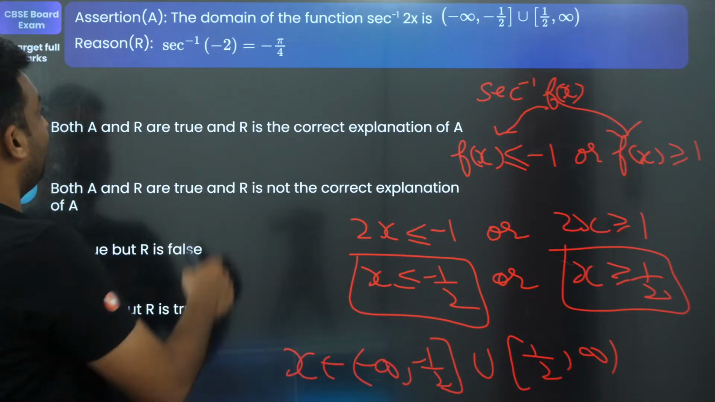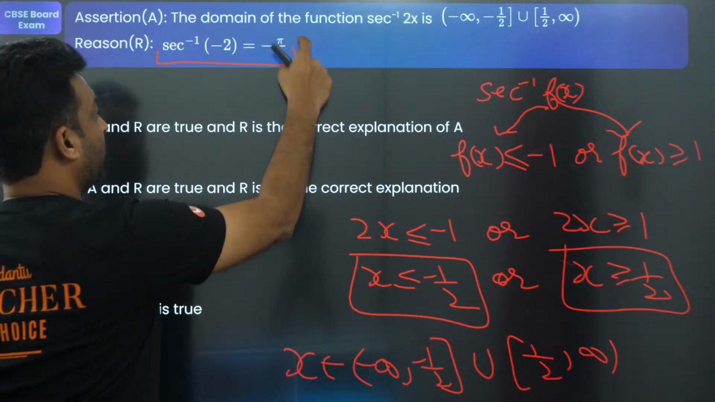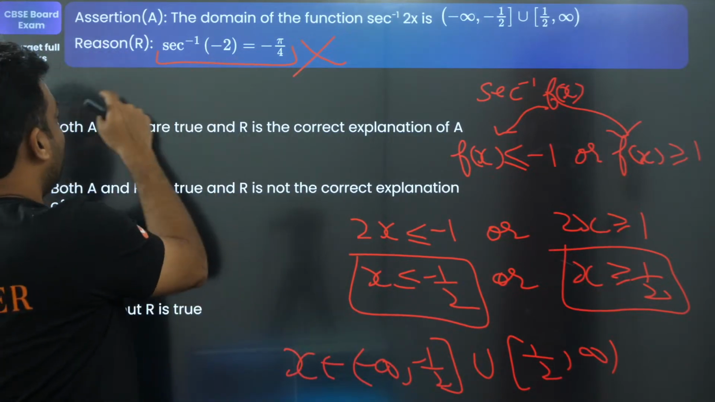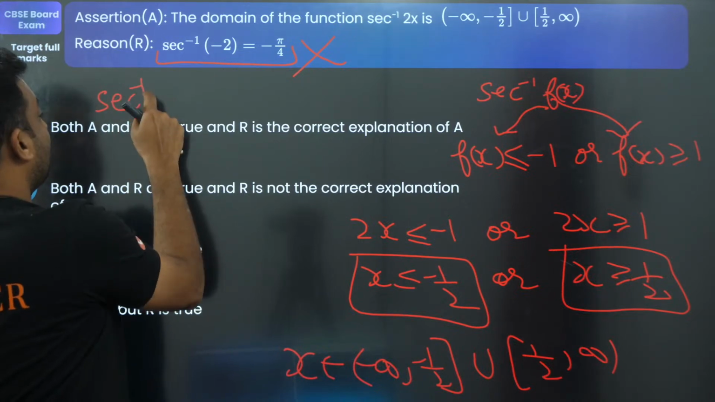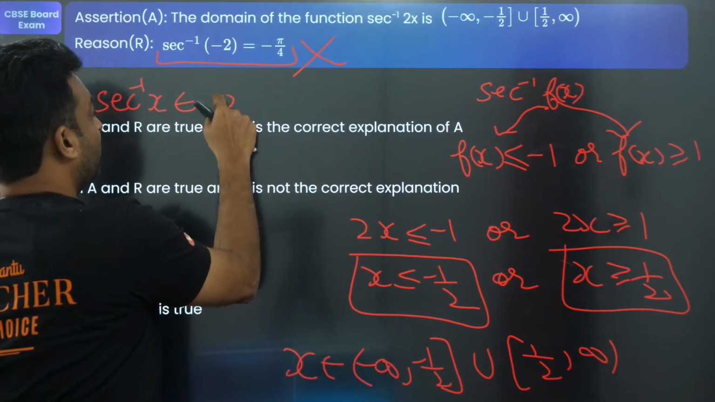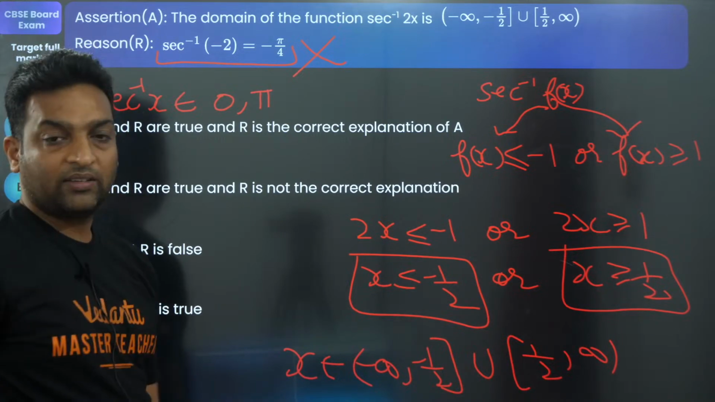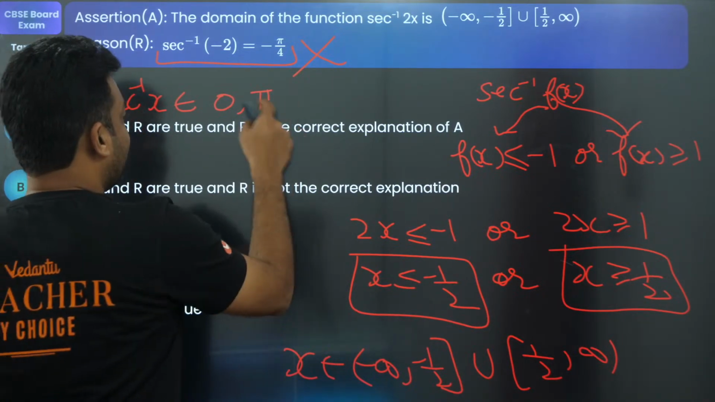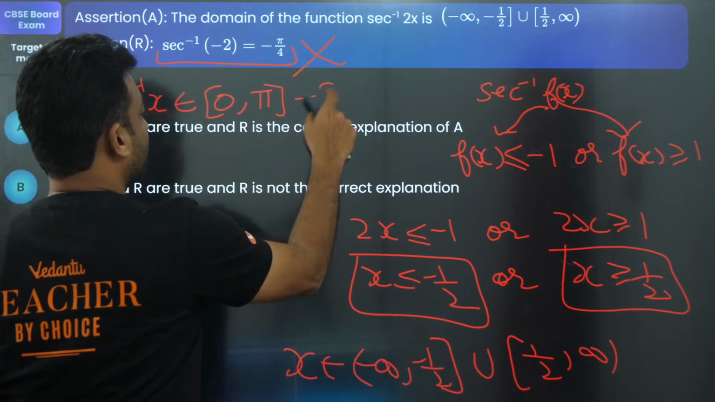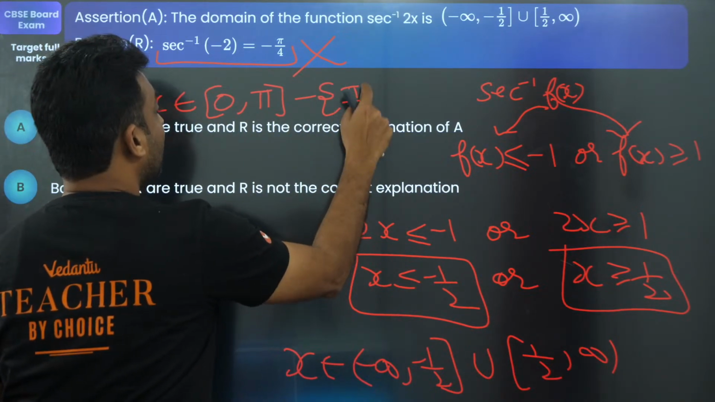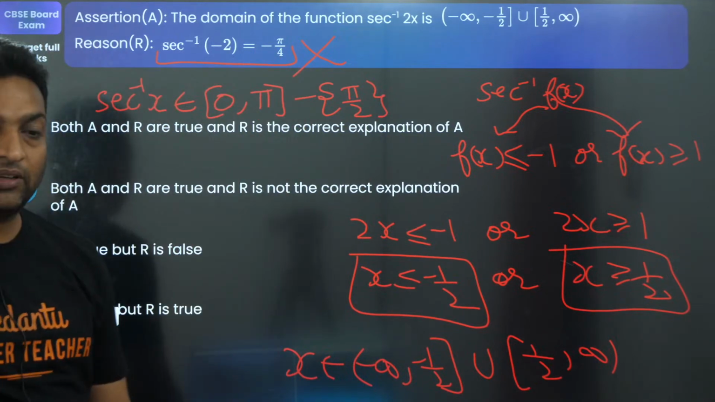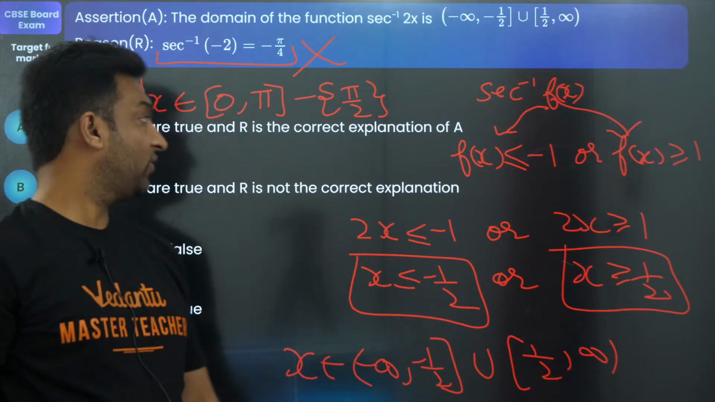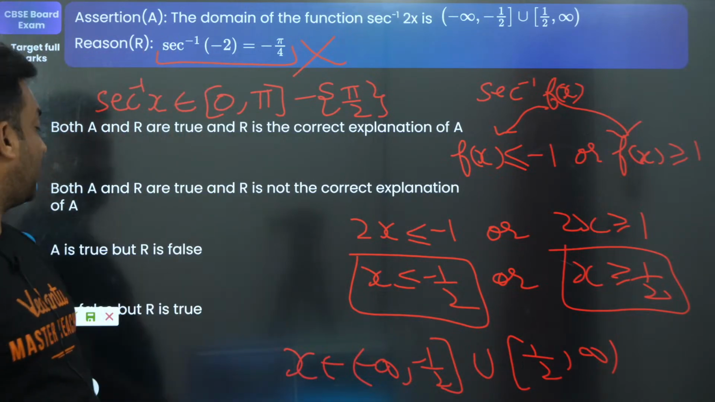So, second thing, reason: secant inverse -2 is -π/4, which is perfectly wrong. Why? वो सब कुछ गलत है. Secant inverse x always lies between 0 to pi except pi by 2. This is the range of secant inverse. It can never be negative. So reason is incorrect.